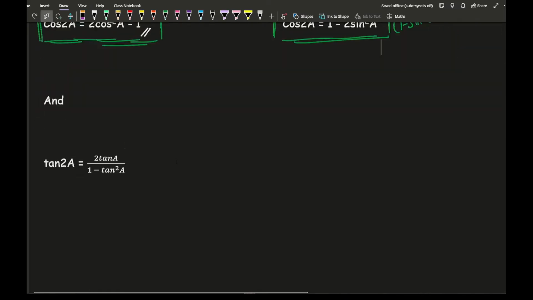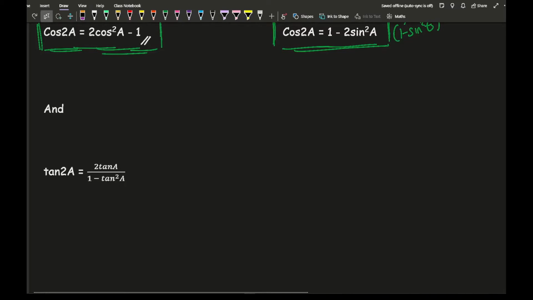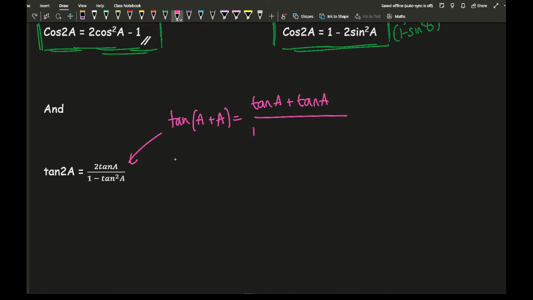And then finally, in terms of double angles, tan 2 theta equals 2 tan A over 1 minus tan squared A, and where this comes from is we know that tan A plus A is going to equal tan A plus tan A over 1 minus tan A tan A. And that's where we get our third double angle identity.